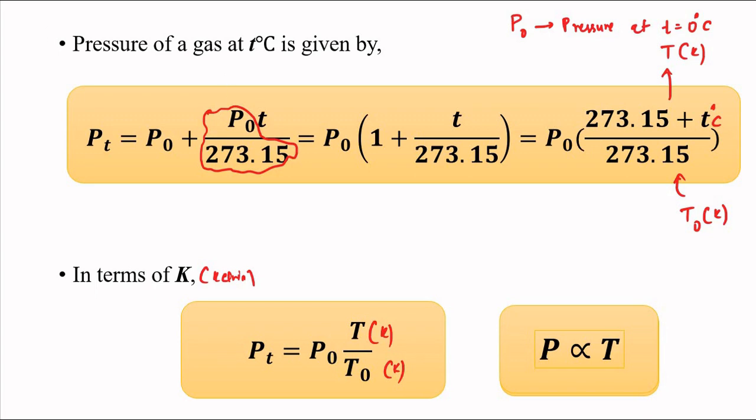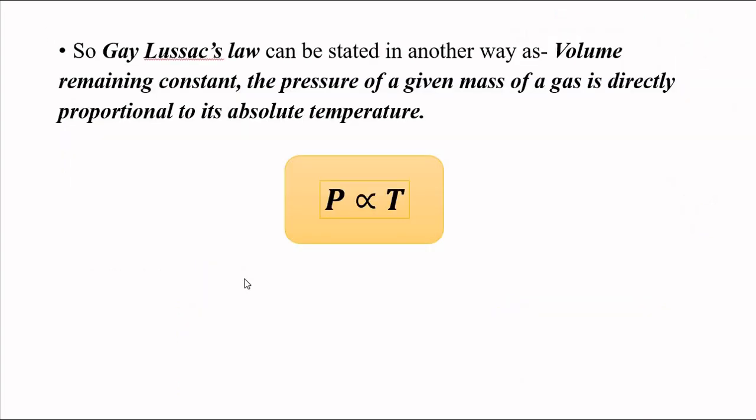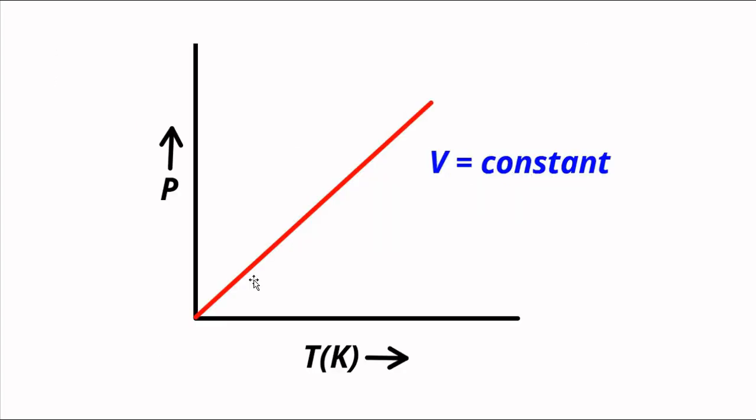So Gay-Lussac's law can alternatively be expressed as: the volume of a given mass of gas remaining constant, the pressure is directly proportional to its absolute temperature. Volume remaining constant. Graphically it can be expressed as this: temperature in Kelvin, this is the pressure, a straight line with a certain slope, and volume is constant, passing through the origin.